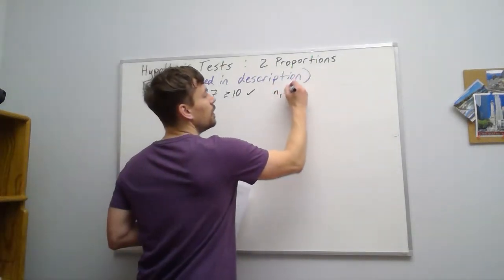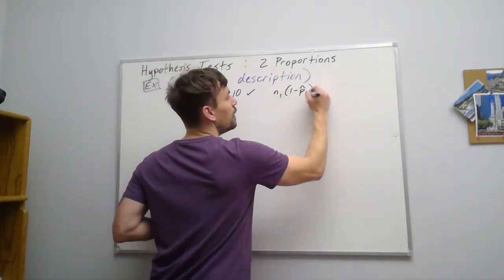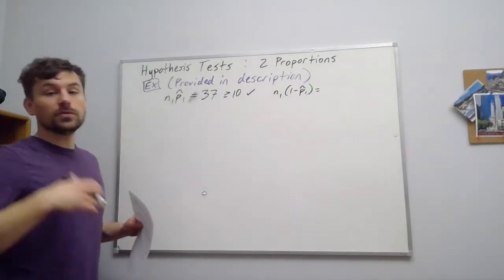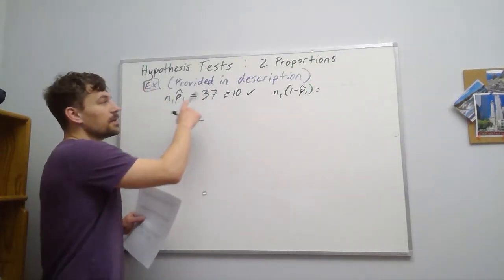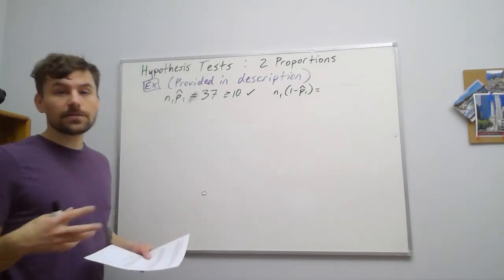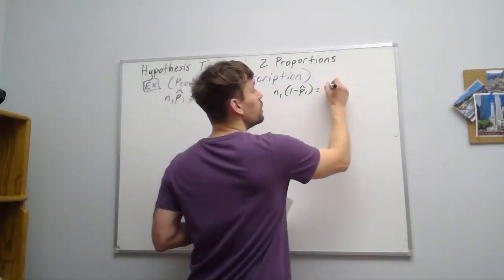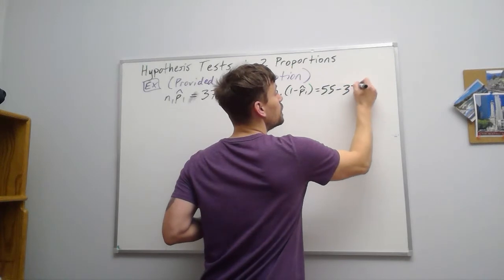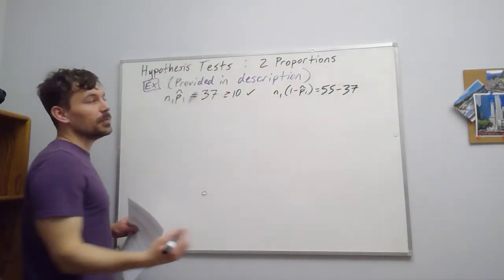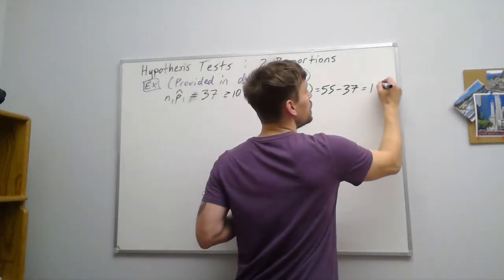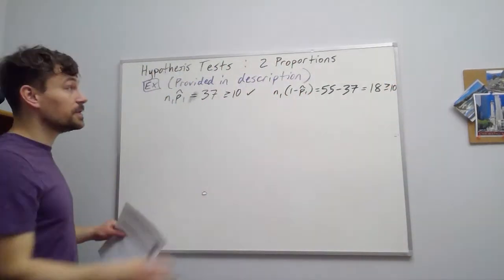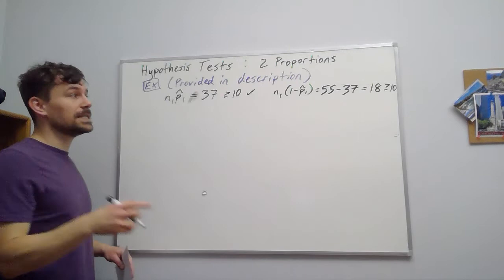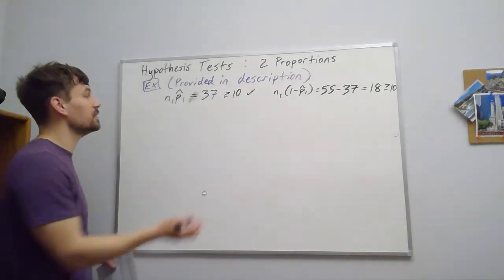For n1(1 minus p1 hat), well, that just means how many people do not live in college-owned housing. So our 37 people came from an SRS of size 55. So 55 minus those 37 means we have 18 people, and that also is at least 10. So far, sample 1 looked good. We had at least 10 successes, at least 10 failures.